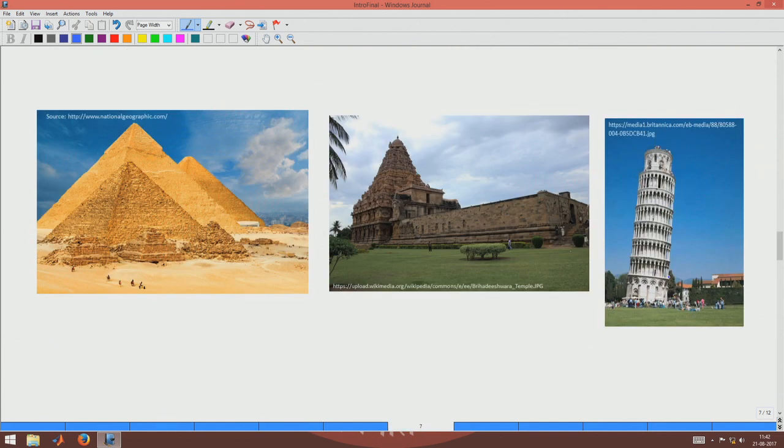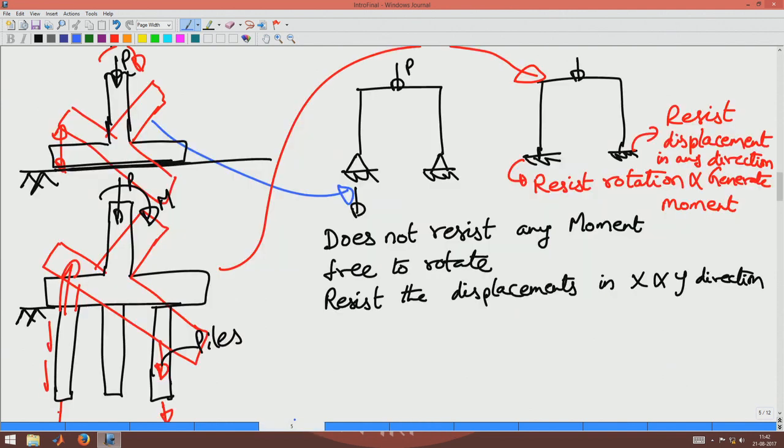The Leaning Tower of Pisa. What happened here was the foundation was not designed properly, and hence it sunk on one side more than the other side, causing it to have a tilt. So, that is why it is essential to understand what you are designing the supporting structure for and have a suitable idealization in your analysis.